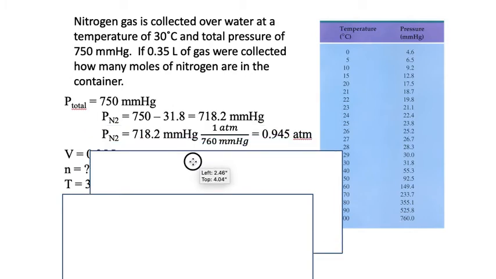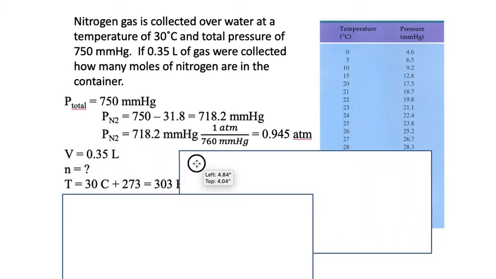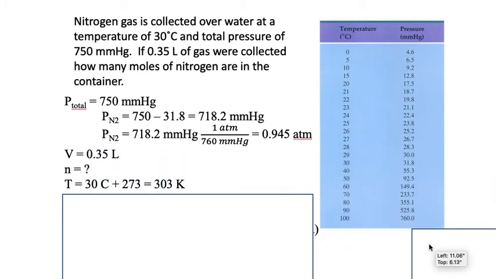Once I have the partial pressure of the nitrogen, I'm converting it back into atm so that it matches up with my units on the gas constant. And then here is my other given information from the problem: the volume of the container, the temperature, which we converted to Kelvin, and then the number of moles is what we're going to try to find.